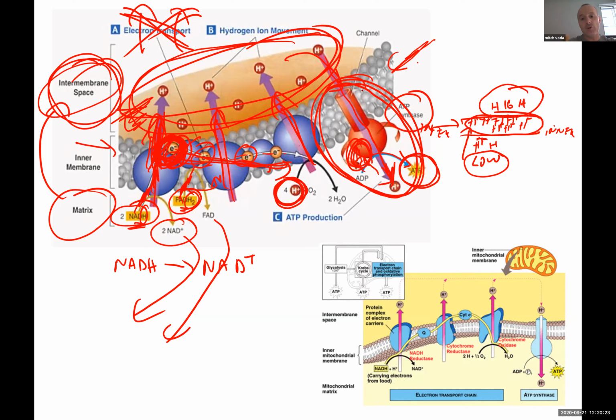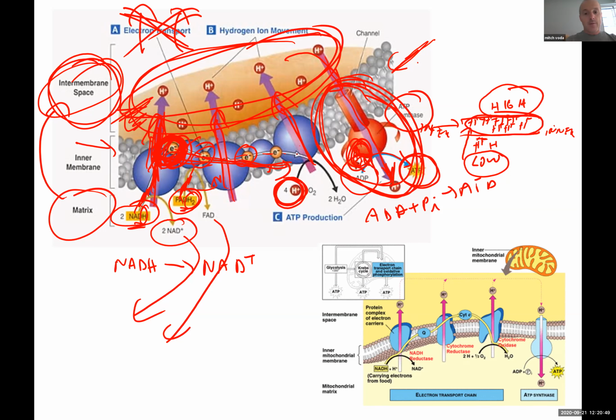As this machinery constantly spins, and remember, there are thousands of these ATP synthase complexes in the mitochondria, it keeps producing energy. There's a bunch of ADP in there and a bunch of phosphate, which will turn into ATP. And I'll show you a video of it in a second.